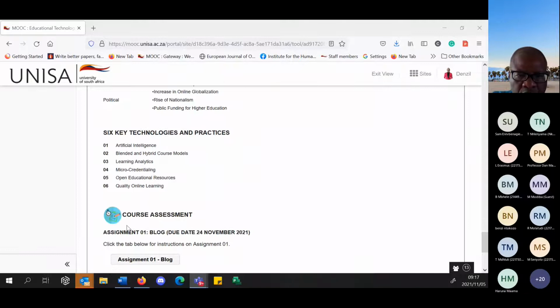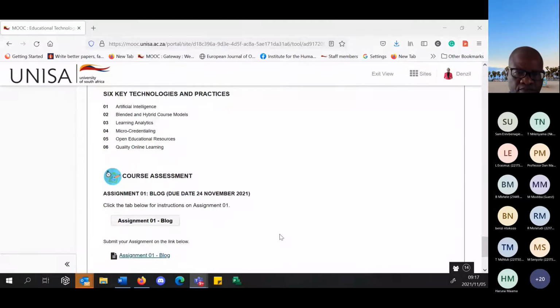And then we spoke about the 6 key technology practices that the Horizon report projects as being the key trends: artificial intelligence, blended hybrid learning, learning analytics, micro-credentialing, open education resources, and quality online learning.